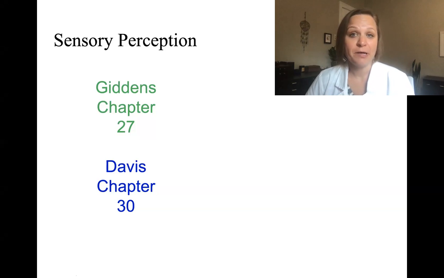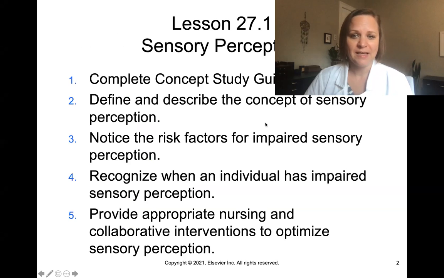We're going to be talking about the concept of sensory perception from your Giddens chapter 27, as well as Davis chapter 30. These are the objectives you're going to want to accomplish as you listen to this lecture today.